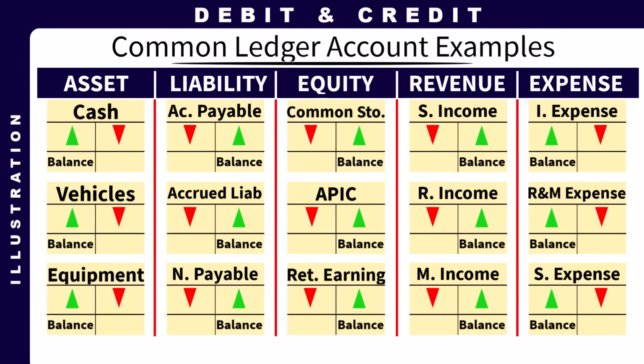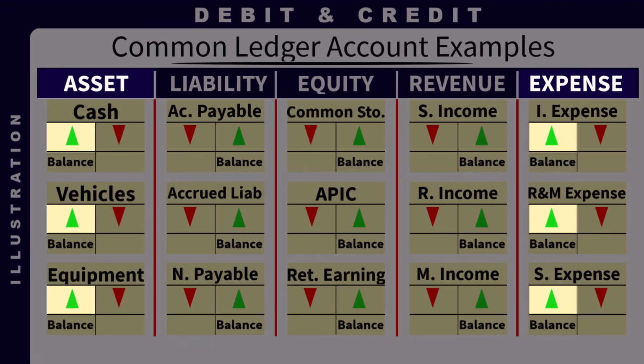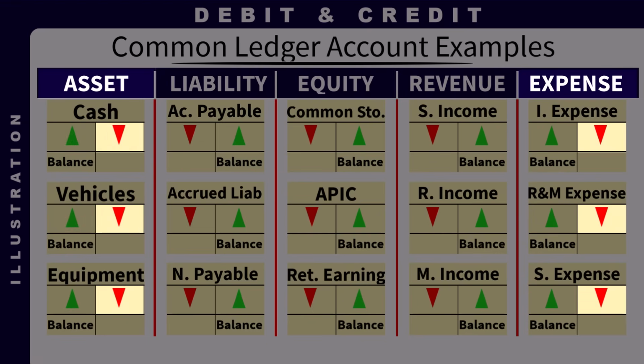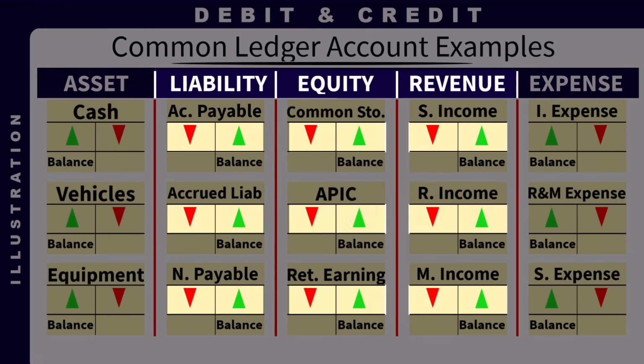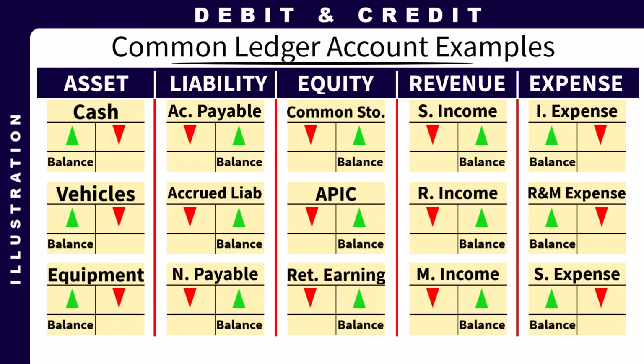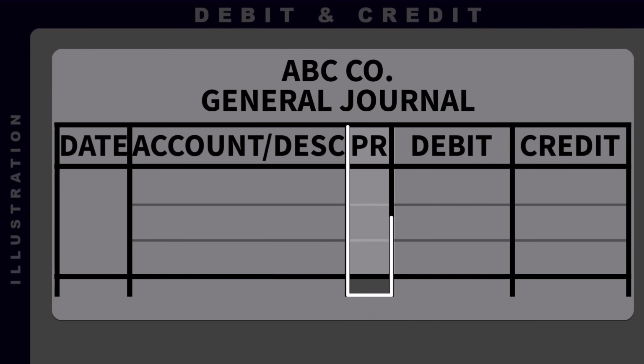Here, if you noticed, increases in asset and expense accounts are recorded on the left sides, which is the debit sides of the ledgers, and decreases in these accounts are recorded on the credit sides of the ledgers. In contrast, liability, equity, and revenue account ledgers follow the inverse rule, which is consistent with the rules of debit and credit we saw earlier. Now back to the PR column of the journal. The PR column in the journal is a reference column that ties a journal entry to a ledger account, as each transaction in the journal is later transferred to its respective ledger account.